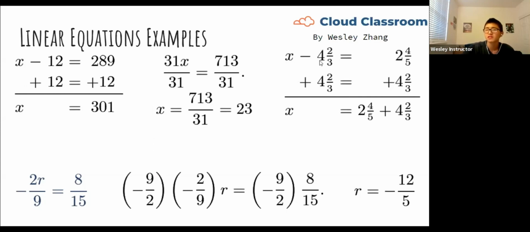All right, x minus 4 2/3 equals 2 4/5. So we add 4 2/3 to both sides. And we get this number, whatever, I didn't combine it, but whatever this number becomes, that's our answer.